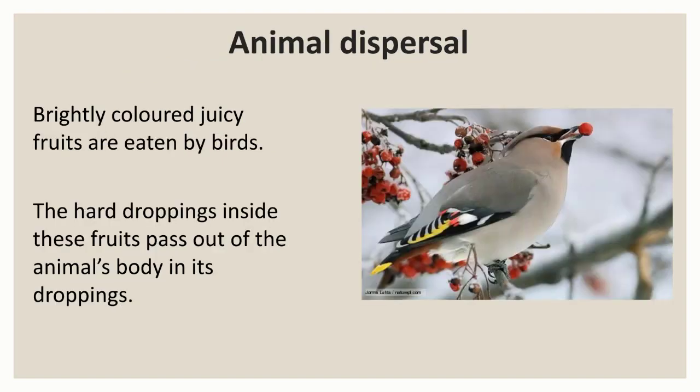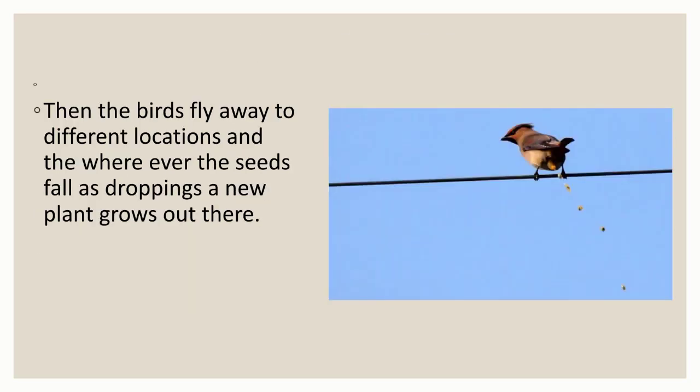Animal dispersal. Some animals help in dispersing seeds, like birds who eat brightly colored juicy fruits like blackberries and strawberries. The hard seed cannot be digested in their bodies, so they pass the seed in its droppings. Wherever the seed falls, a new plant grows there.